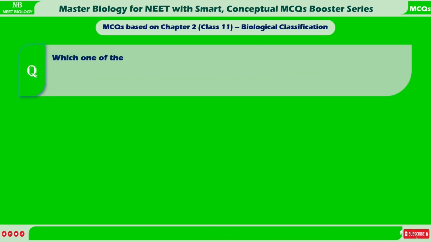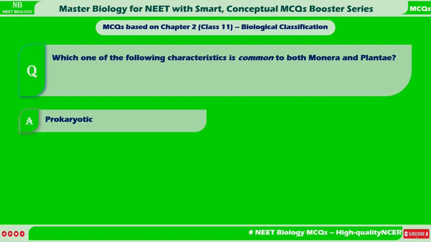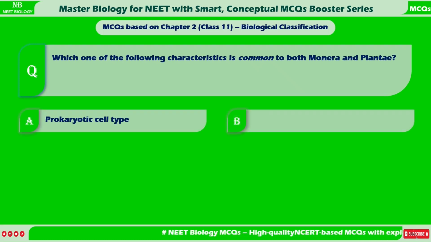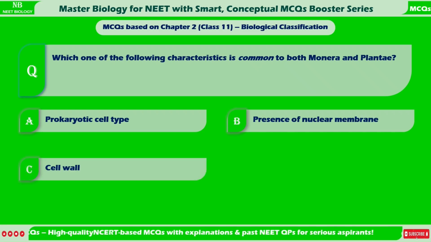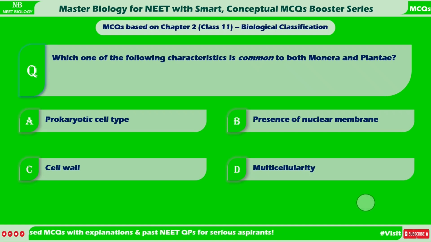Which one of the following characteristics is common to both Monera and Plantae? A. Prokaryotic cell type, B. Presence of nuclear membrane, C. Cell wall, D. Multicellularity.